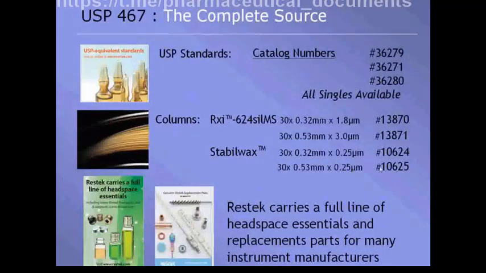Here are the choices in columns. Again, I would recommend the Rxi-624Sil MS, the 30 meter, 0.32 millimeter, 1.8 micron, and the Stabilwax, 30 meter, 0.32 millimeter, 0.25 micron. Those 2 columns are what I would recommend for this analysis.